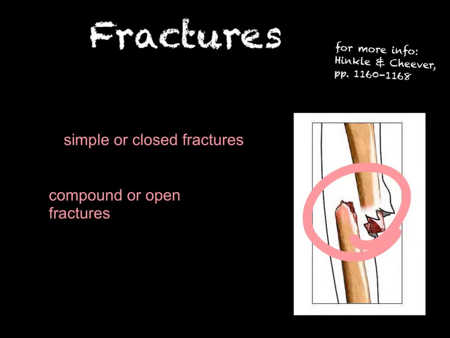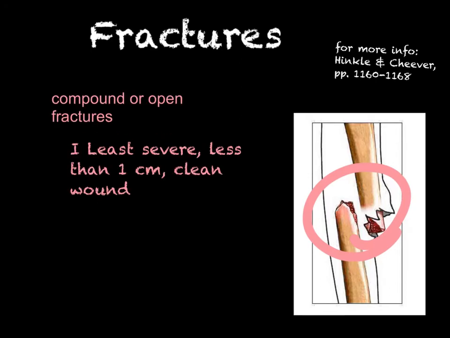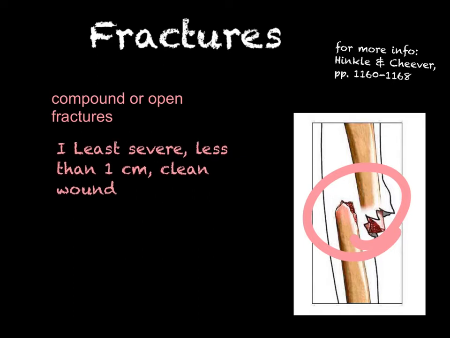Now, the biggest problem with open fractures is that you have now not only a broken bone but a wound, and you can very easily get an infection in that bone. When we're talking about open fractures, we grade open fractures on a scale from 1 to 3. A grade 1 is least severe, and this is where you have minimal skin damage, less than 1 centimeter, and there's a clean wound.